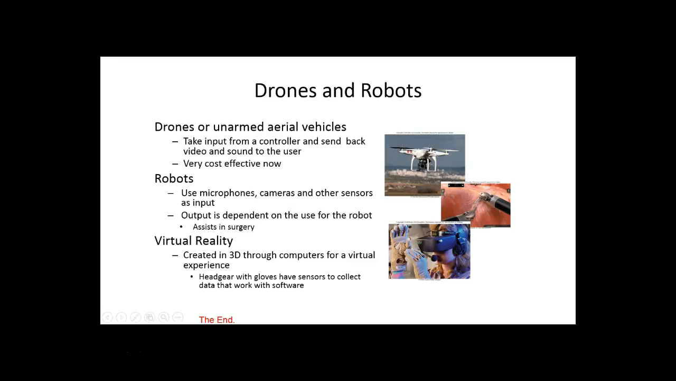Robots use microphones, cameras, and other sensors as inputs. The output is dependent on the use of the robot. They're used in anything from manufacturing to assisting in surgery. Virtual reality is created in 3D through computers for a virtual experience. Headgear and gloves have sensors to collect data that work with software.